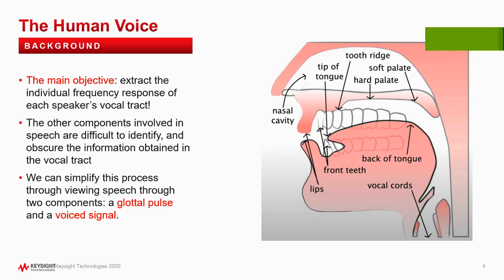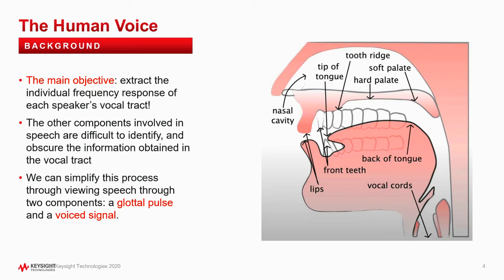The main objective of our ASR system is to extract the individual frequency response of each speaker, and each speaker's vocal tract has its own unique response. The other components that are part of human speech are difficult to identify, and they can actually obscure this frequency response that's the most key part for classification. So we group all of the other components into what we call the glottal pulse, and we separate the response of the vocal tract, and we call that the voiced signal. Now we can model this glottal pulse with the voice signal as a convolution.